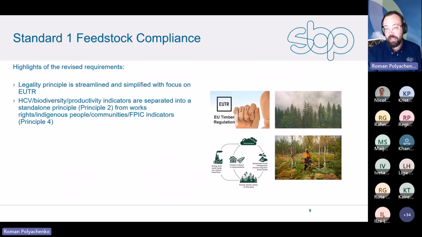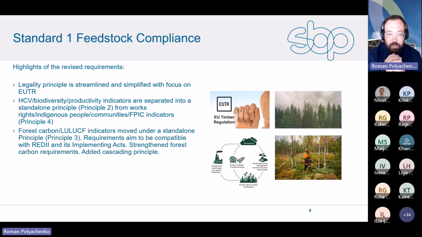So you might say all these things were included in version 1 of the standard. However, we revised the wording of all the indicators and made them clearer, and in some parts we made them stricter and more efficient.